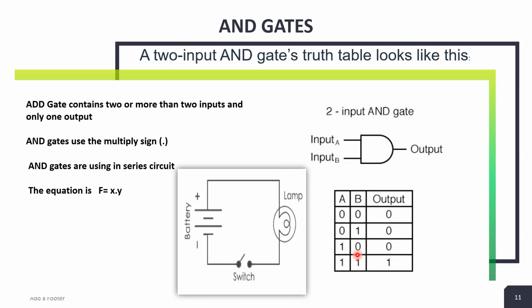00 11, 0101. This way you can learn and remember it. Clear? Now apply the formula. The sign is multiply. 0 multiply by 0 is 0.